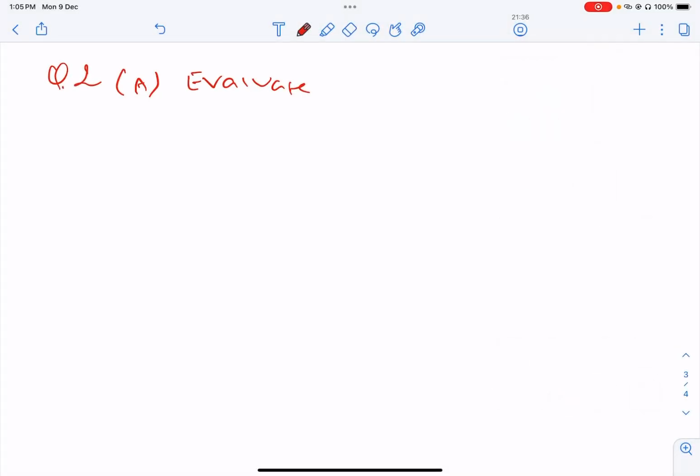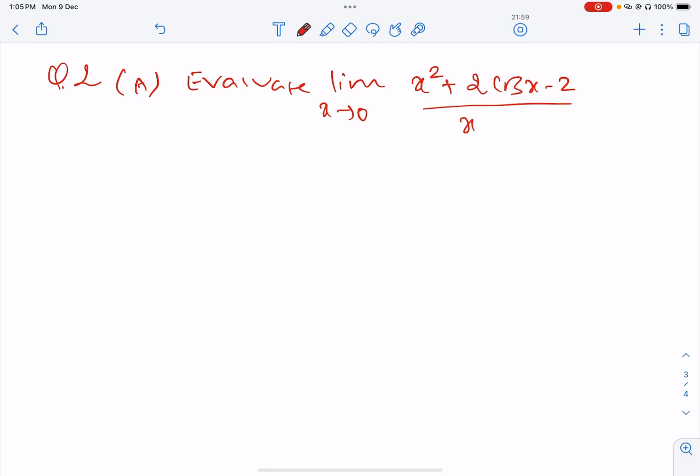Let us solve question 2. So A part, evaluate limit x tends to 0, x square plus 2 cosine x minus 2 divided by x sin x, and it carries 2 marks.